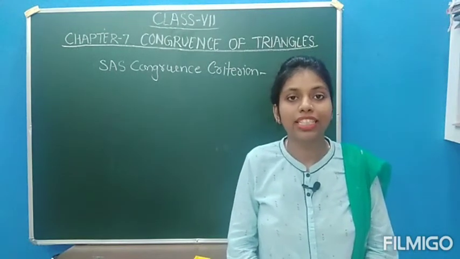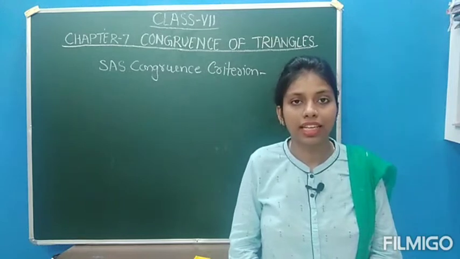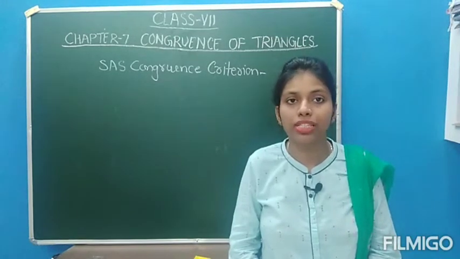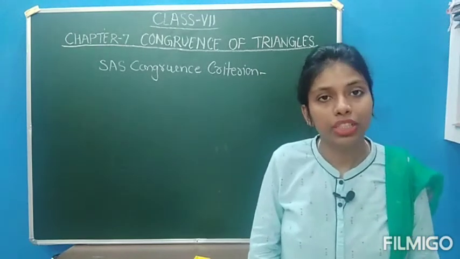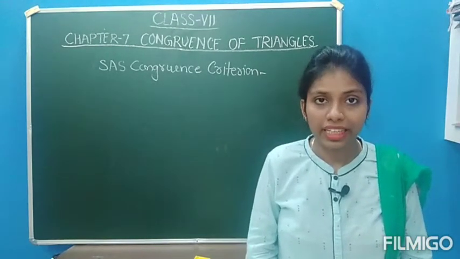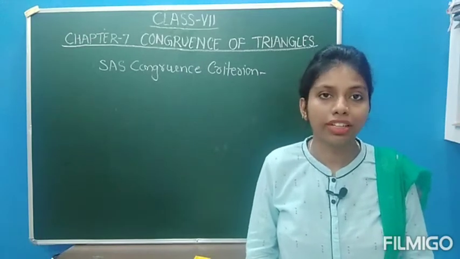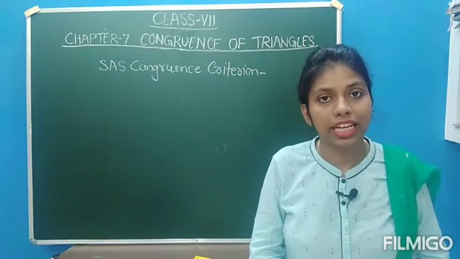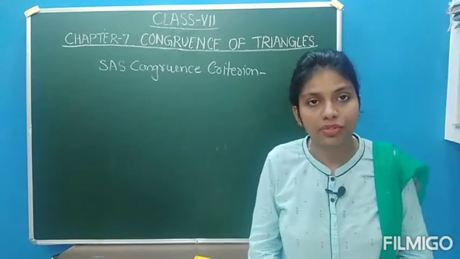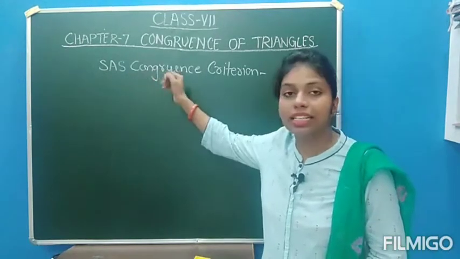Today we are going to discuss chapter 7 of class 7, that is congruence of triangles. In this video we are going to discuss another criteria for congruence of triangles, that is side angle side. The short form of this criteria name is SAS. Full form is side angle side.